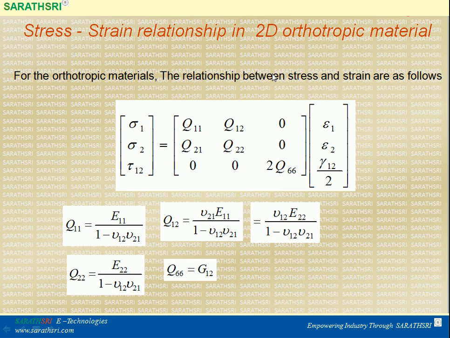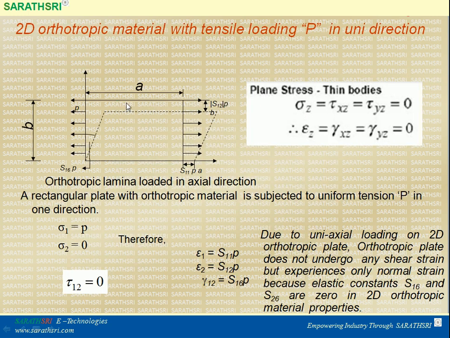Similarly, the stress strain relation for 2D orthotropic material. So far we have discussed 2D orthotropic material, which has been mathematically defined. Now we can apply it practically. If a component of 2D orthotropic material is subjected to tensile loading in the uniaxial direction, what kind of stress field will it experience, and what kind of strain field will it experience, we will discuss. Based on the orthotropic material nature, it is a plane stress problem.